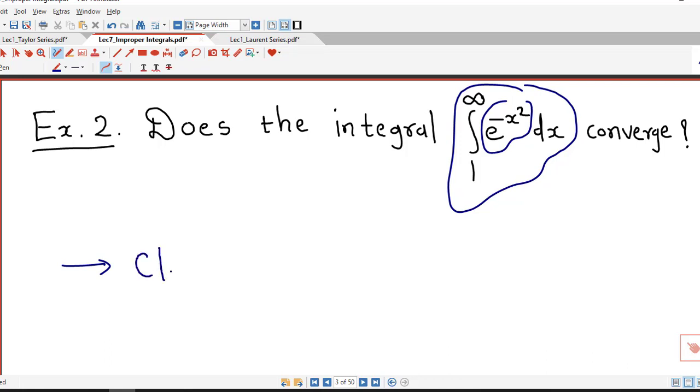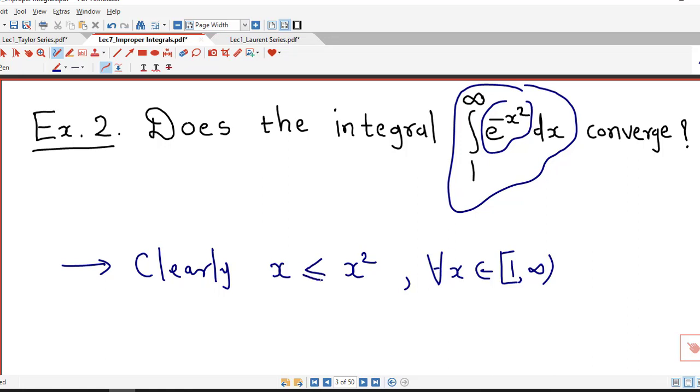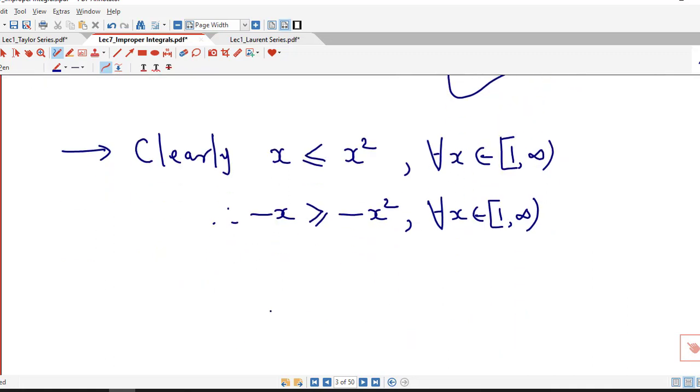If we consider x and x square, then here x is running from 1 to infinity. So we can say that x is always less than or equal to x square for every x in this interval. Here we require negative x square, so we multiply both sides by a negative sign, so this sign will reverse. So minus x is greater than or equal to minus x square for every x in 1 to infinity.